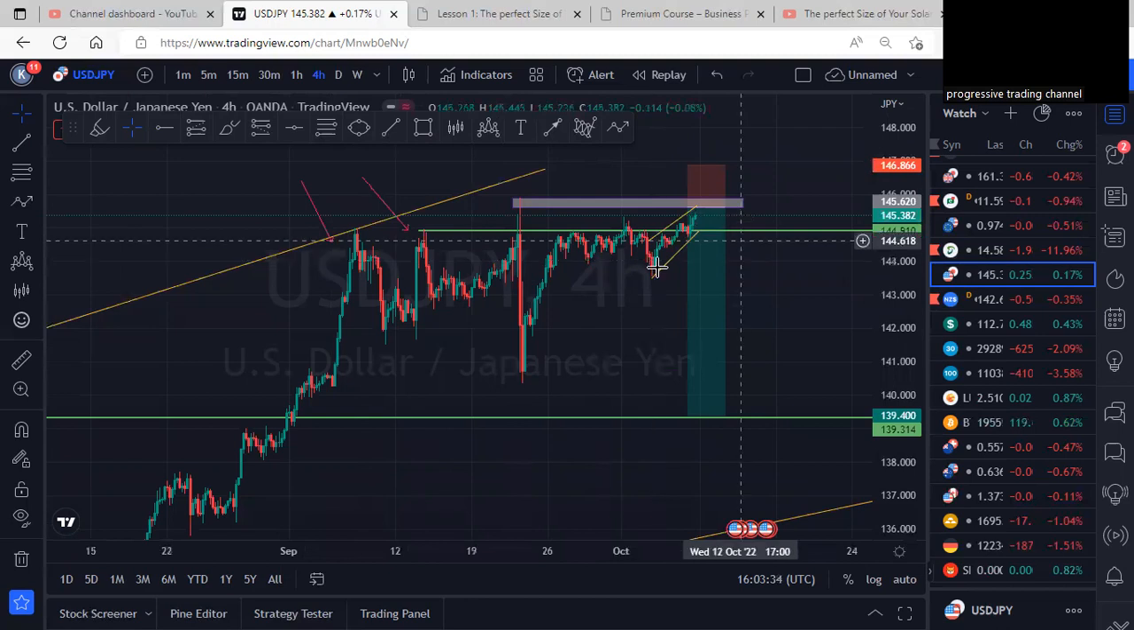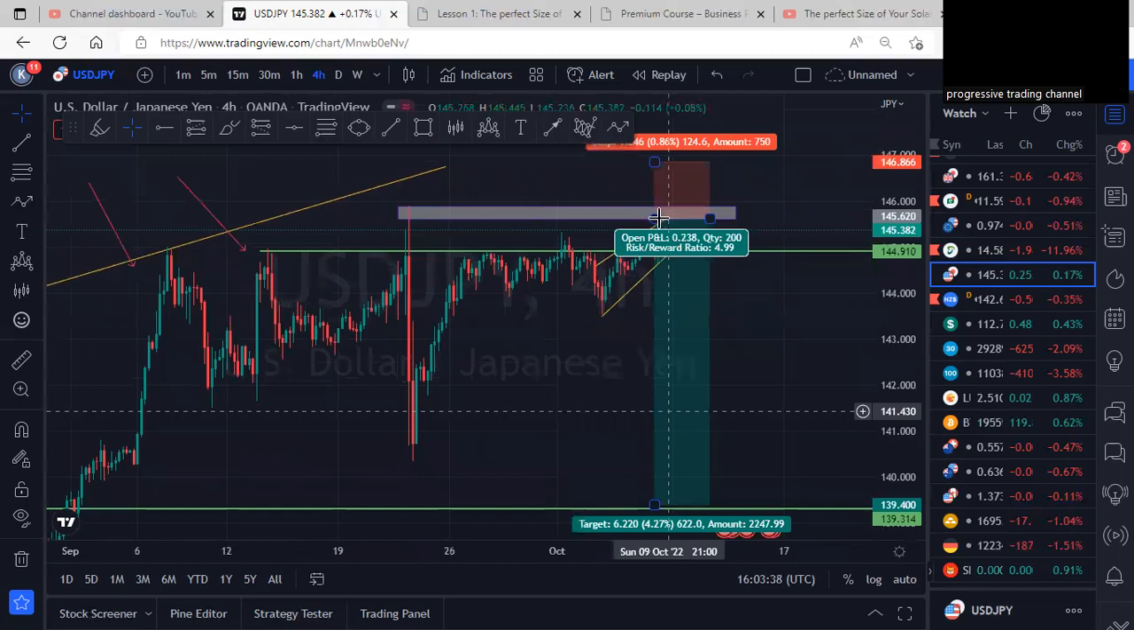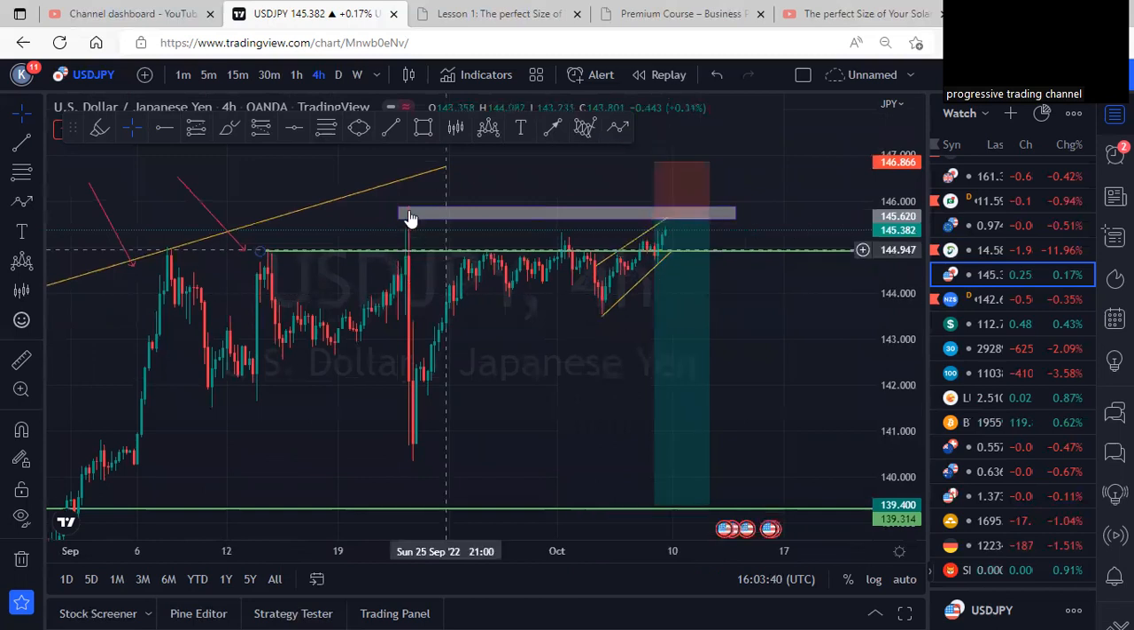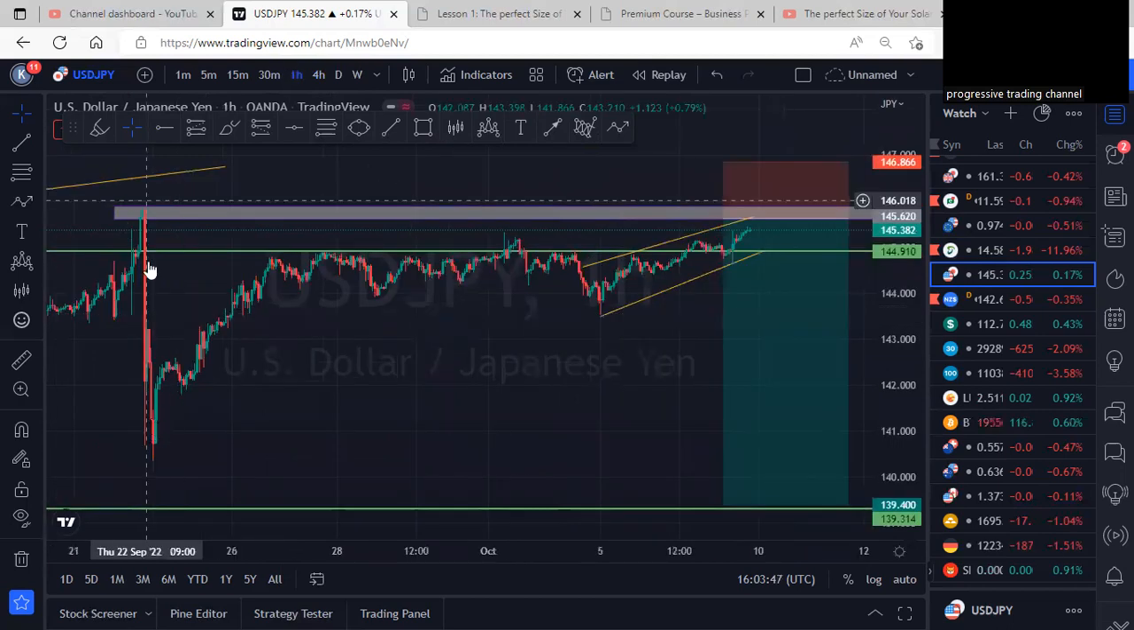And now we broke. But then now, remember, me personally, I do not see this as a breakout of this because we have this long wick, scaling down to the 1 hour, which gives us this imbalance candle.